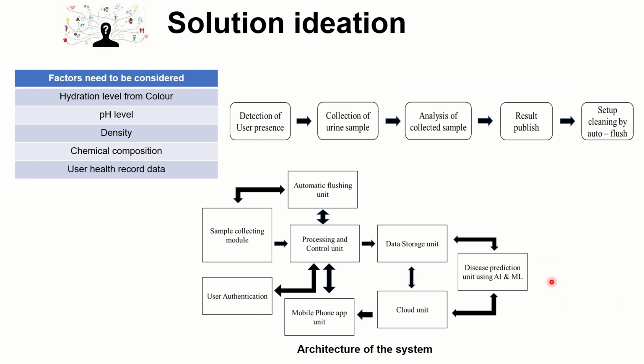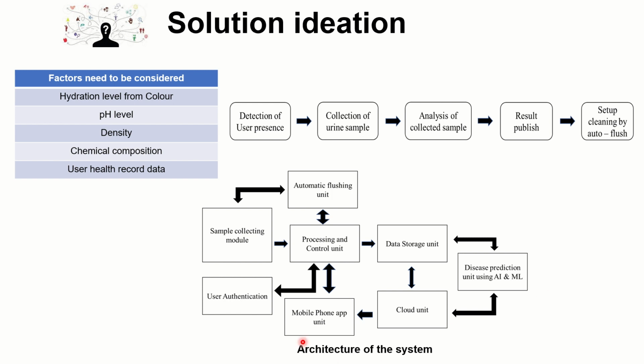While going through the literature survey, we found that excretory health can be easily predicted using the hydration level of the urine sample by analyzing its color, the pH level, the density, and the chemical composition of the urine sample. So the solution of this project includes detection of user presence, collection of the urine sample, analysis of the collected sample, publishing the results privately to the user, and automatically flushing itself using a cleaning setup.